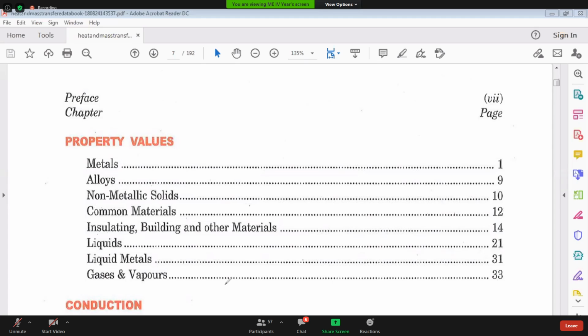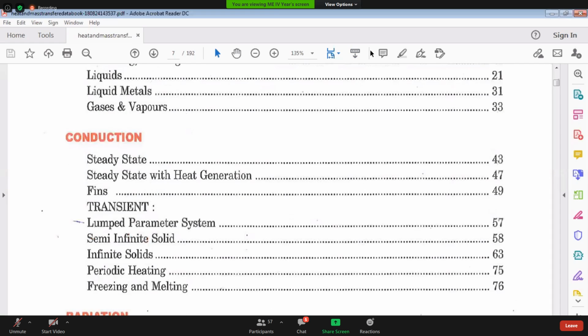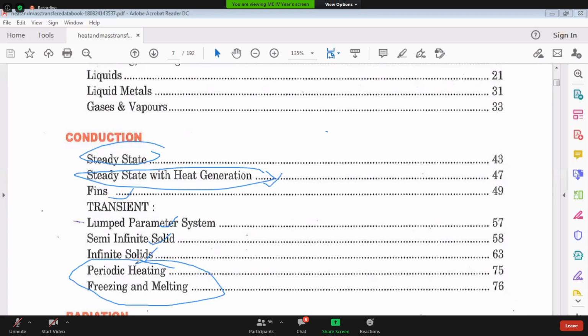Conduction. If you go to conduction heat transfer, see, this is steady state conduction. Steady state with heat generation: d square T by dx square plus qg by k equal to 0. What other equations are there? Fin equations, lumped analysis, semi-infinite solid, infinite solids. You don't bother about this. This is not applicable to undergraduation. So these are the conduction cases.